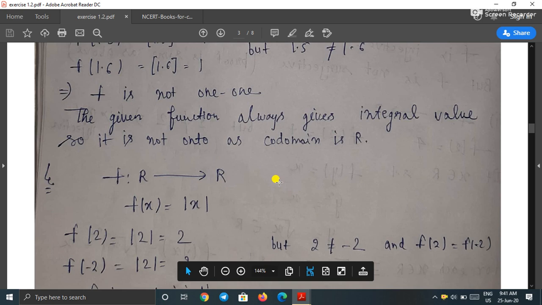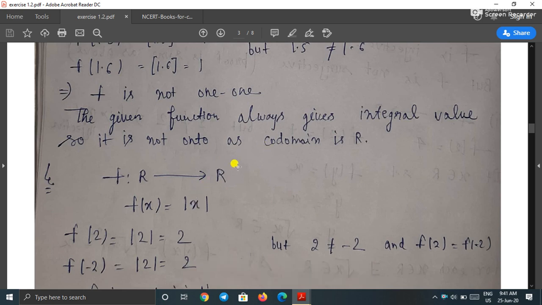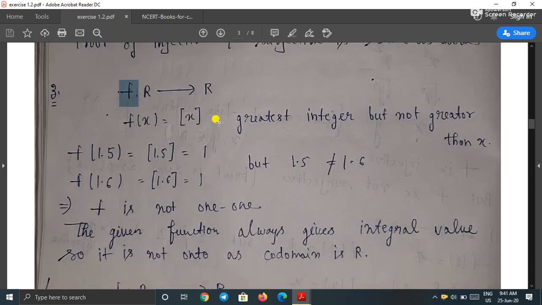रेंज कोडोमेन के इक्वल अगर बेटा नहीं होगी तो फंक्शन ऑन टू नहीं होगा. मीन्स अगर आप यहाँ पे कोई भी नॉन इंटीग्रल वैल्यू लोगे, सपोज करो आपने यहाँ पे वैल्यू ले ली 1.5, तो उसकी प्री इमेज आपको यहाँ पर नहीं मिलेगी. तो अगर आपको ये शो करना है कोई भी फंक्शन ऑन टू नहीं है तो आप ये भी शो कर सकते हो कि the codomain is not equal to range. Here range is the set of integers and codomain is the set of real numbers.